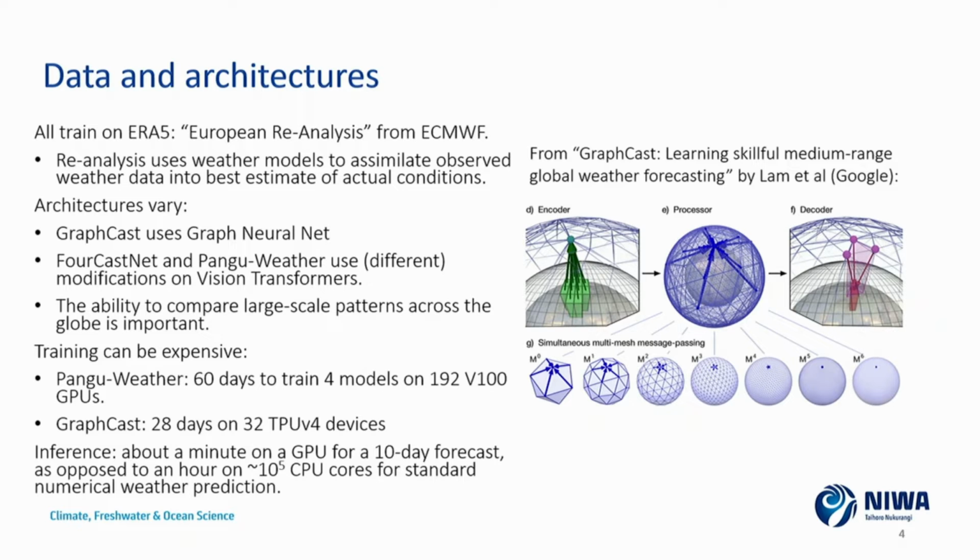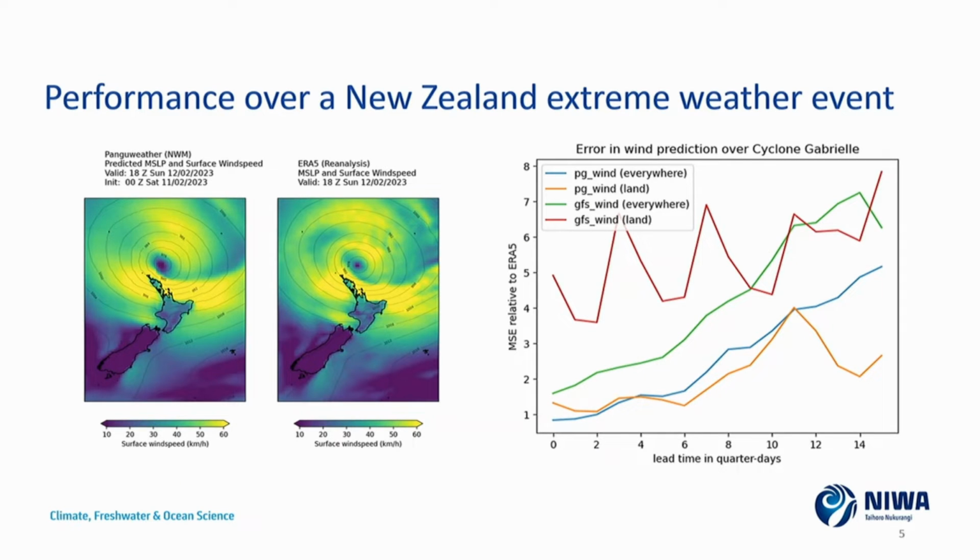So architectures actually vary quite a bit. We've got graph neural nets, we've also got transformers. The really important thing here is that we've got things that can compare large-scale patterns across the globe so that you can predict what's going to happen by looking at large features. And one thing we're interested in at NIWA is, are they any good over New Zealand, and are they any good at extreme weather events?